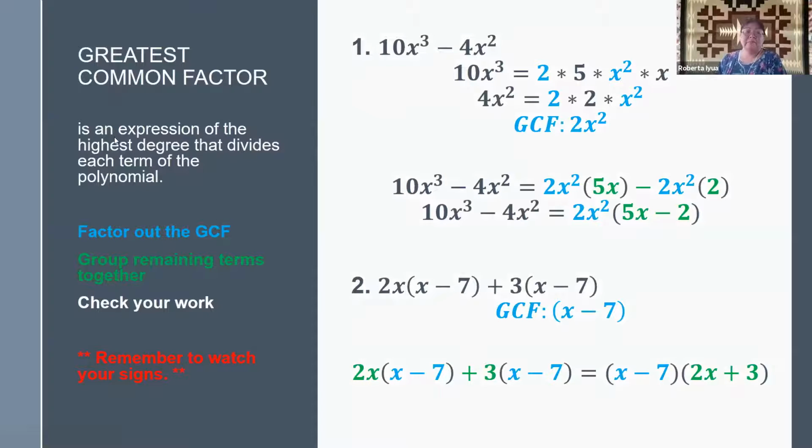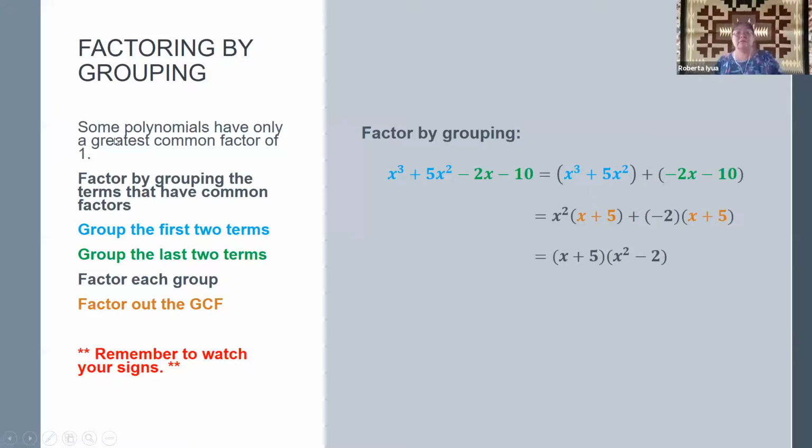Factor by grouping. Some polynomials have only one greatest factor of 1. So we're going to factor by grouping the terms that have common factors. So first you're going to group the first two terms, and group the last two terms. And then you're going to factor each group, and you're going to factor out the greatest common factor.